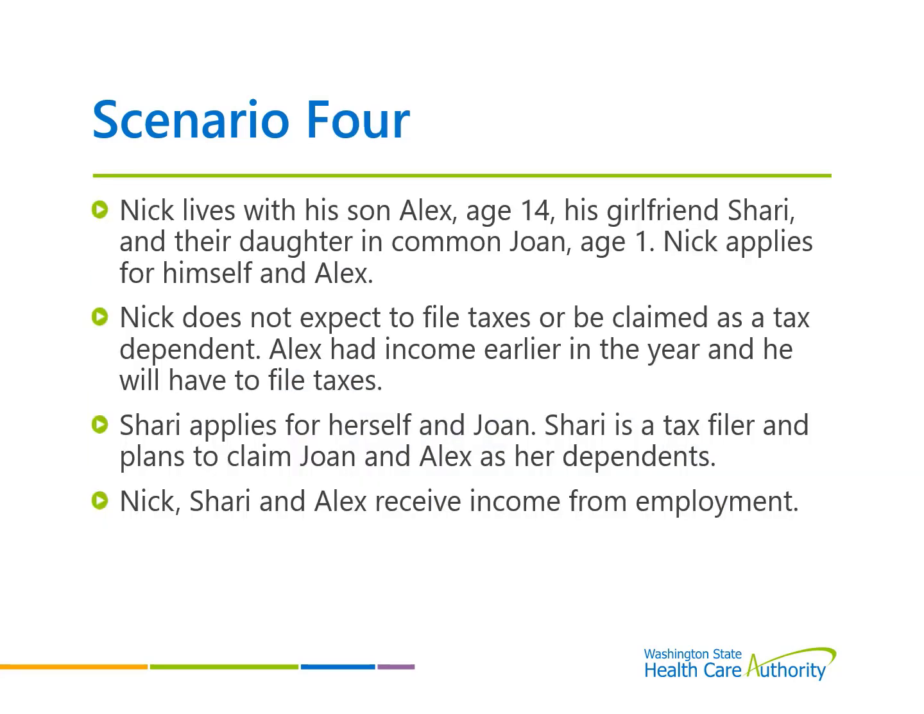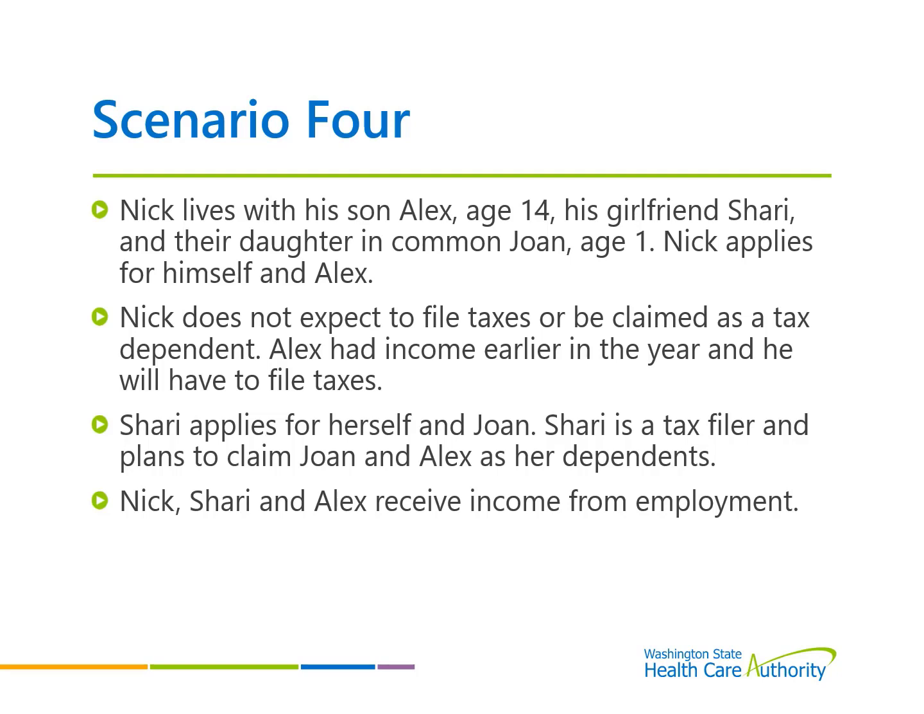Scenario 4. Nick lives with his son Alex, age 14, his girlfriend Sherry, and their daughter in common, Joan, age 1. Nick applies for himself and Alex. Nick does not expect to file taxes or be claimed as a tax dependent. Alex had income earlier in the year and he will have to file taxes.